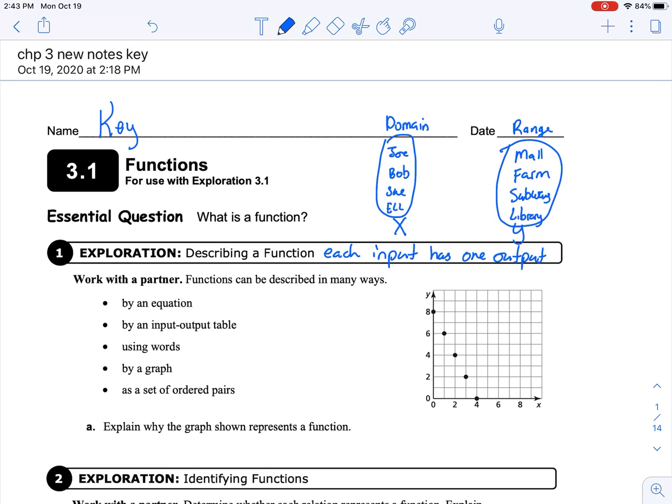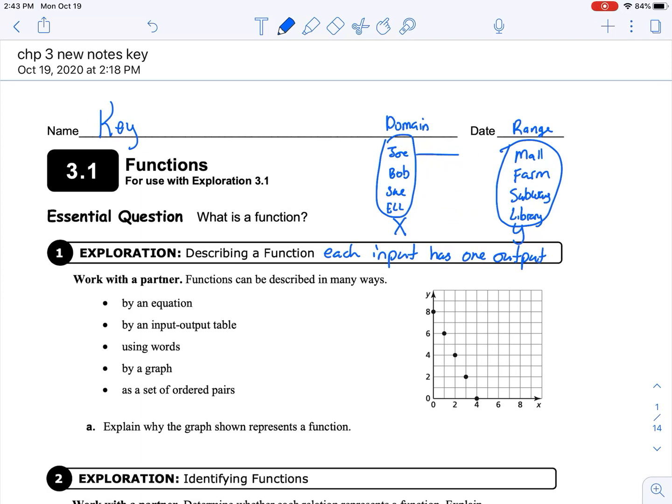Okay, now I'm going to do a bunch of erasing here, but Joe can go to the mall while Bob is at the farm, and Sue is at the Subway, and L is at the library. That's all possible. Joe and Bob could both be at the mall while Sue and Elle are at the library. That is possible. Okay? No issues there.